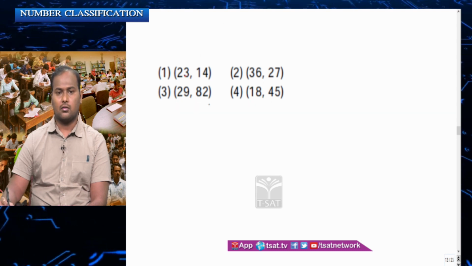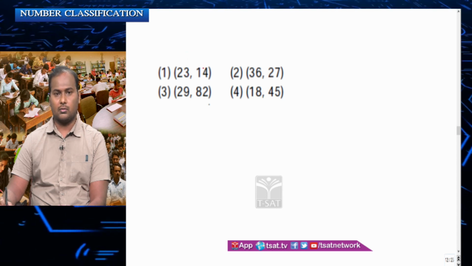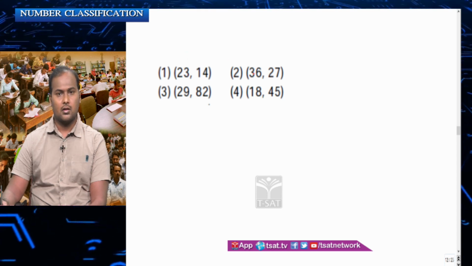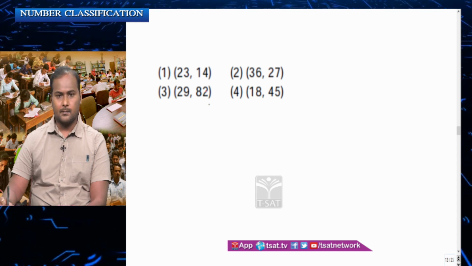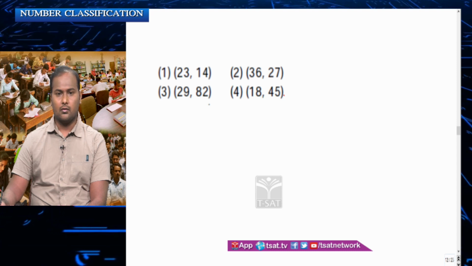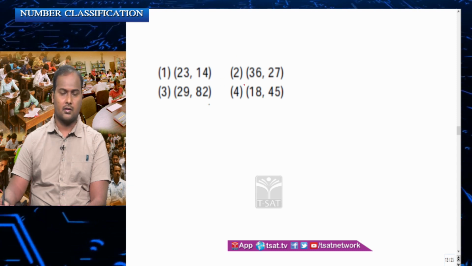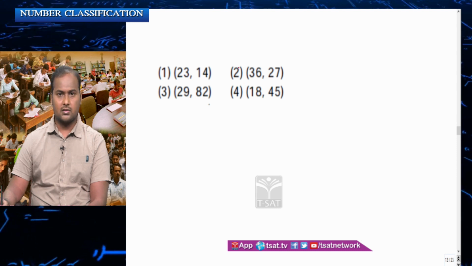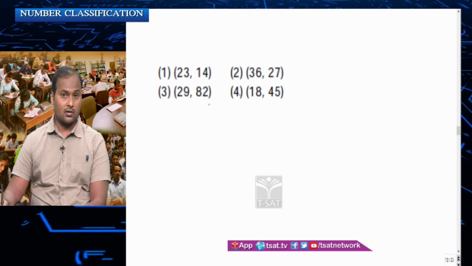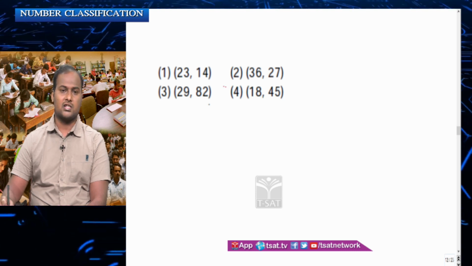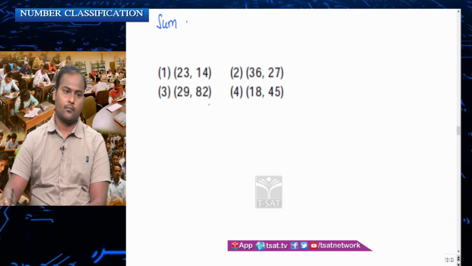Can I check with squares? Not possible, because 23 I can write as 5 square minus 2, but 14 is not possible. 36 is a perfect square, but 27 is a cube. Then 29, 82, 18, 45. So in this case, squares are not possible, multiplication is not possible, subtraction is not possible, addition is also not possible. If all these are not possible, we have to go for what? Sum of digits. I already said this is very, very important.